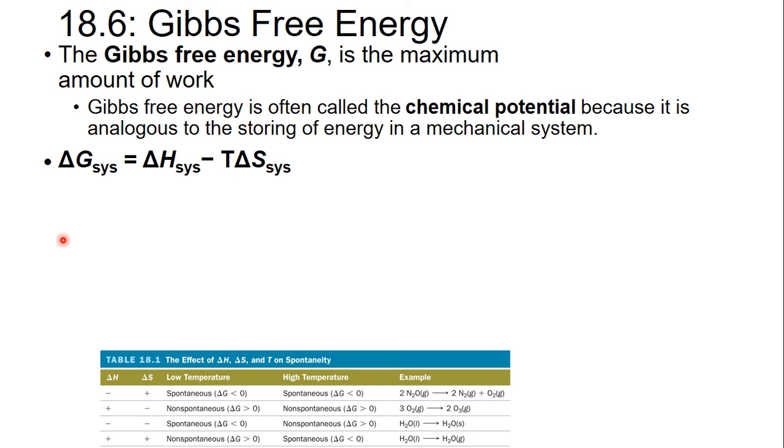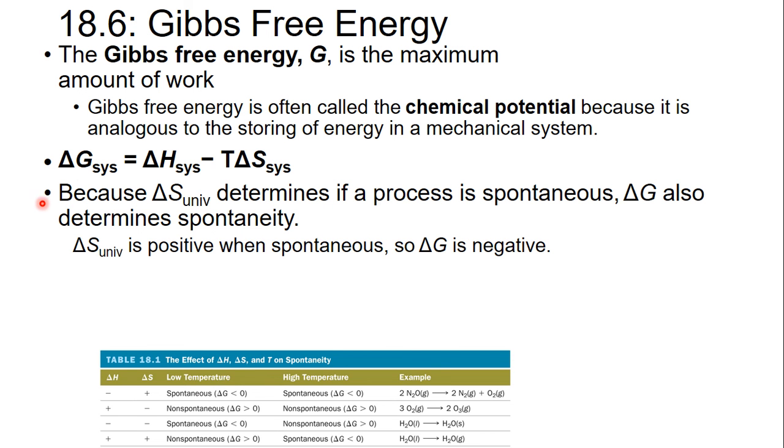And temperature here is always going to be in Kelvin unless otherwise stated. That's because the lowest temperature you can go to is absolute zero, so Kelvin is always positive. That's why we use Kelvin here, because that negative sign is very important.